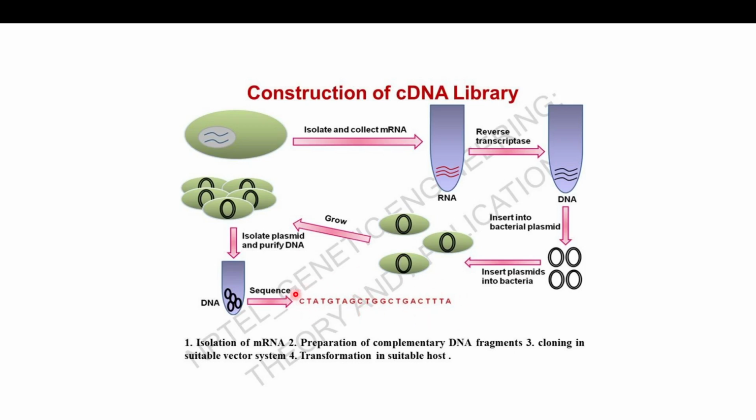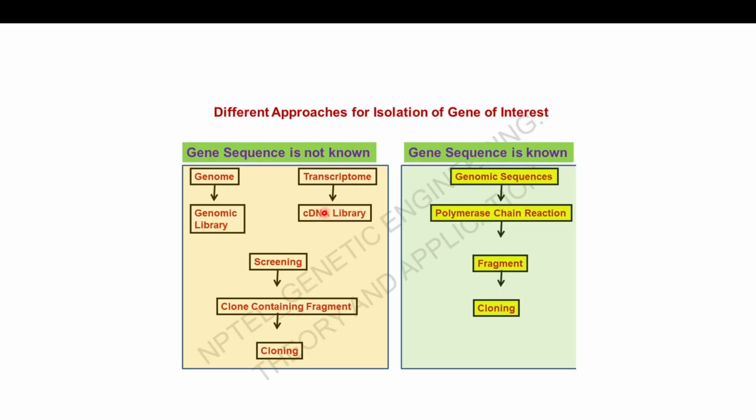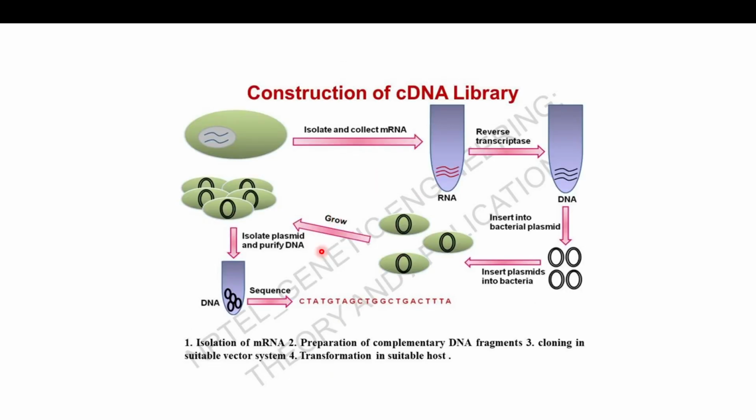Now this is where, after sequencing, in this case the cDNA library, what we saw earlier, that a cDNA library is done when the gene sequence is not known. So you have the cDNA library now, and you can know the sequence directly. This is what has been shown here: you isolate the mRNA, you prepare complementary DNA fragments, then you clone it in a suitable vector system, transform into a suitable host, and then purify the plasmid finally for storage, and also get the sequence checked via sequencing.